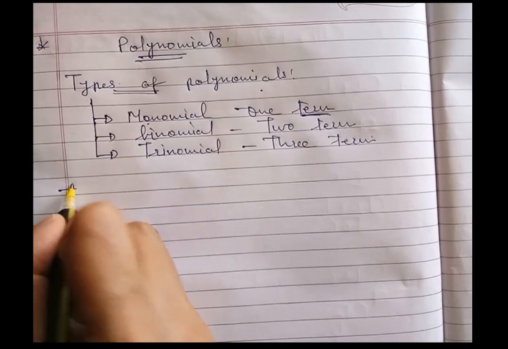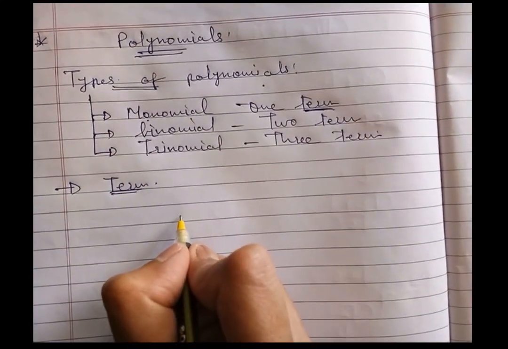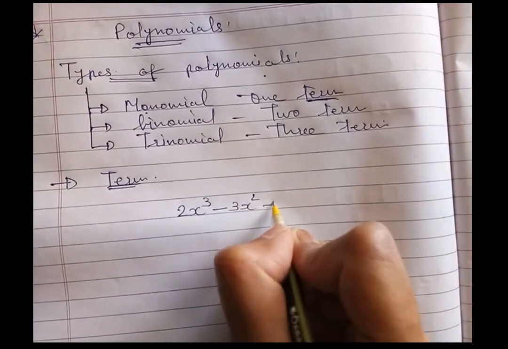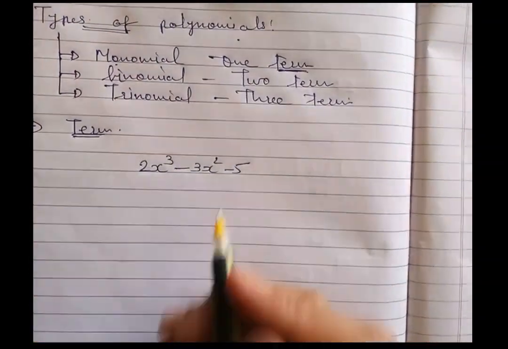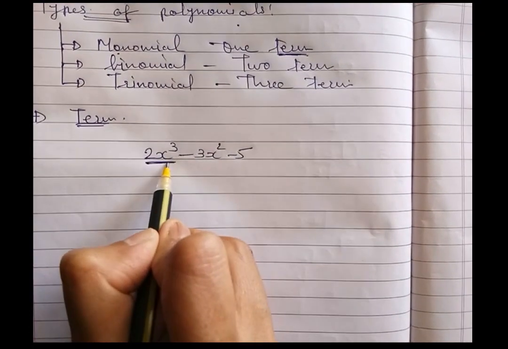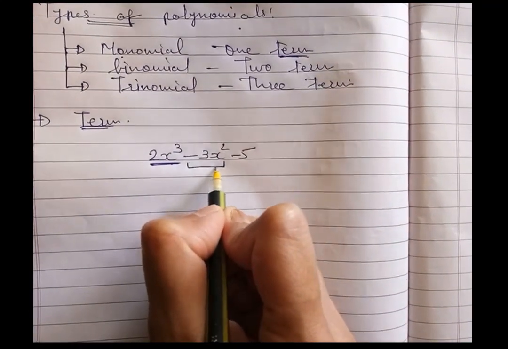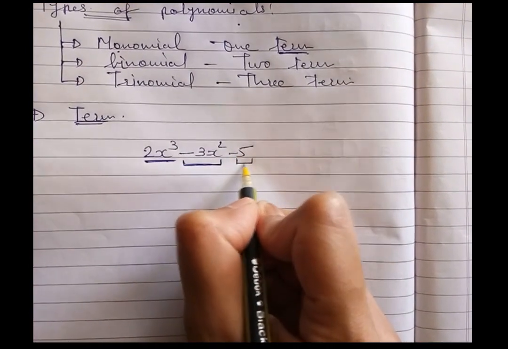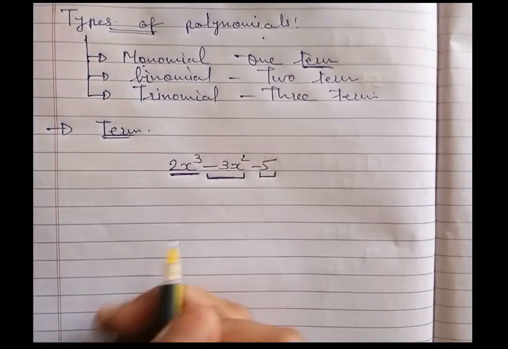What do you mean by term? Suppose you have been given a polynomial 2x cube minus 3x square minus 5, right? So term means what? This entire 2x cube is known as a term. Then minus 3x square is known as a term. Then this 5 is known as a term, right? Now let's start with basics.